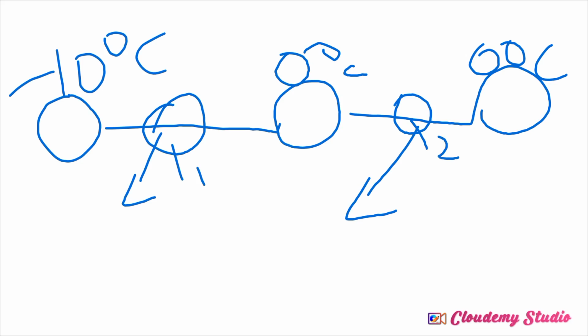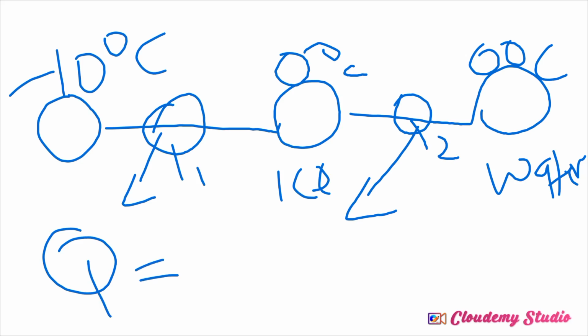Latent means hidden. Do you see any change in temperature here? This is ice at 0. This is water at 0. Are they not at the same temperature? Yes, they are. So basically what is happening is that it's happening at the same temperature. So the total heat required, Q is equal to Q1 plus Q2. Q1 is the heat here. Q1 plus Q2 is the total heat you used to change ice from minus 10 degrees Celsius to water at 0 degrees Celsius.